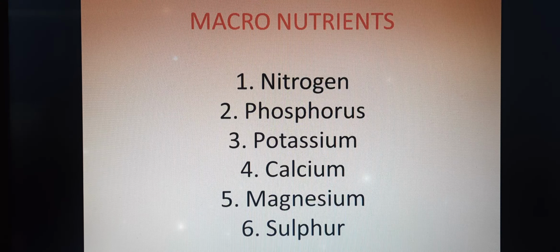So macronutrients are nitrogen, phosphorus, potassium, calcium, magnesium and sulfur. Try to remember these 6 nutrients, which are very important. The main thing is NPK, nitrogen, phosphorus and potassium. These 3 nutrients are required by the plant in maximum quantity. The fertilizers which possess these 3 constituents are termed as standard nutrient or standard fertilizer. Calcium, magnesium and sulfur are also required in high amount.